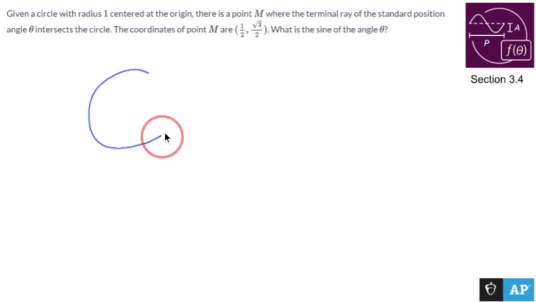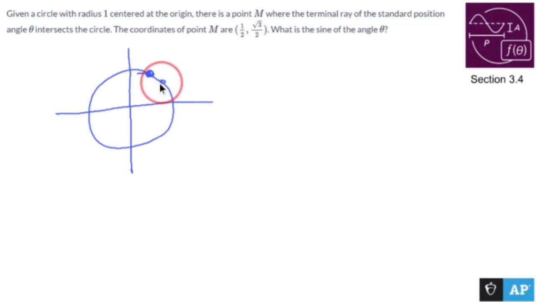So, okay, this is not so bad. This is just unit circle stuff. Even though it's section 3.4, it's still unit circle stuff because the radius is 1. We have a point M at 1/2, root 3 over 2. If you remember your unit circle, there are 3 dots. 1/2, root 3 over 2 is going to live at this dot up here, the dot closest to the y-axis.